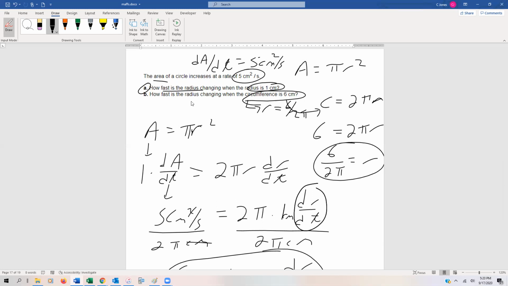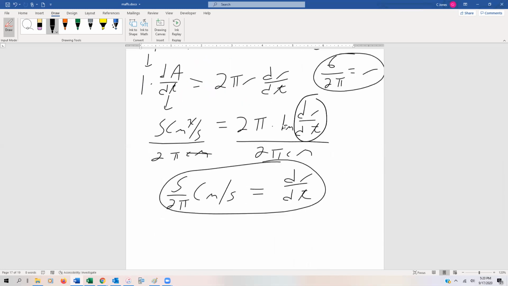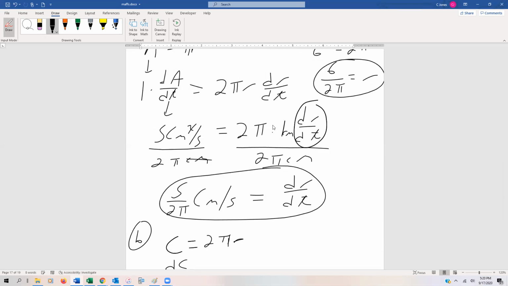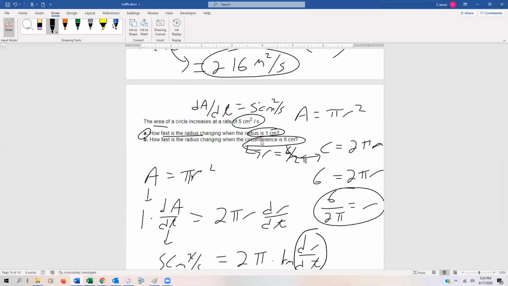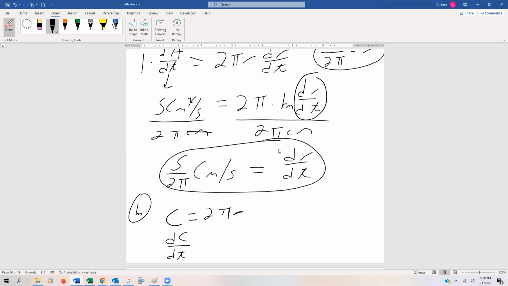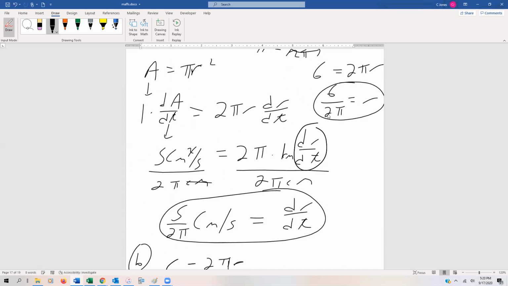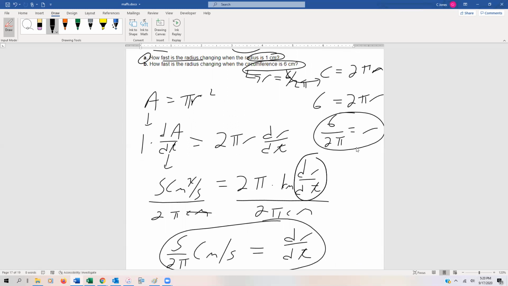So how fast is the radius changing? Let's go through it. We have our circumference formula: circumference is equal to 2 pi r. And at this point, we're just going to say dC/dt, so that's the change in the circumference, is going to be equal to, so we take our derivative, and that's just going to be 2 pi dr/dt. All right, so we really didn't even need to find the radius, at least for this problem.